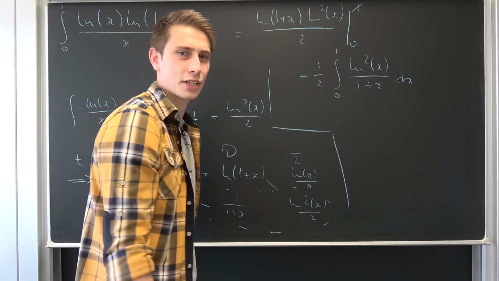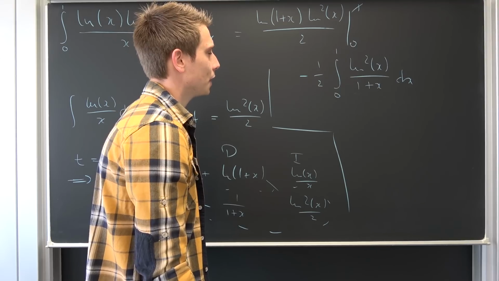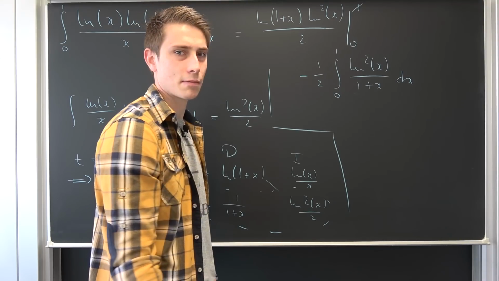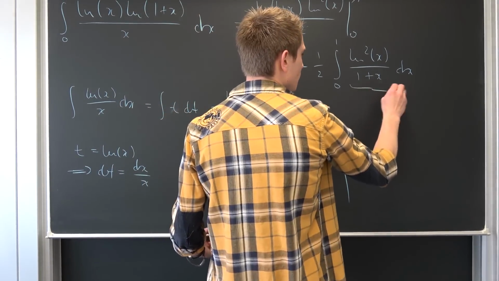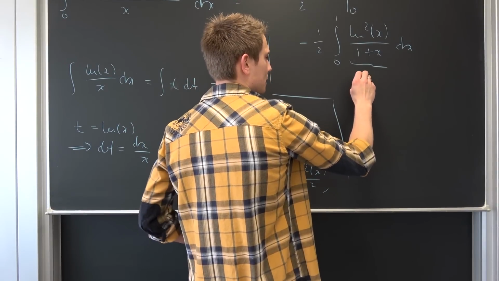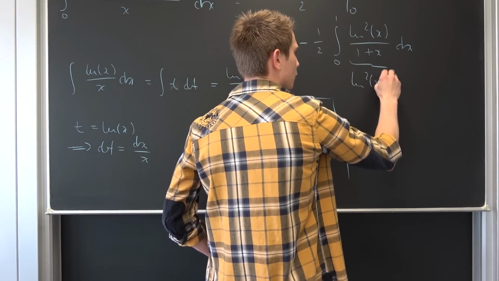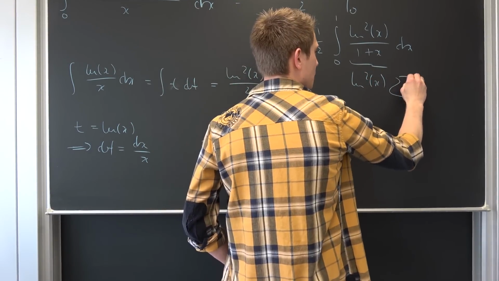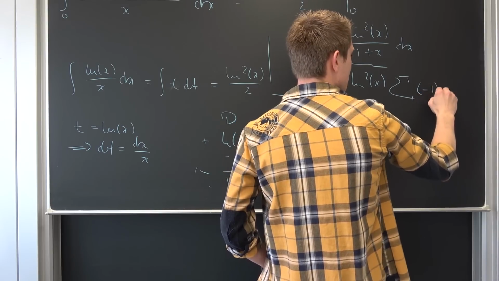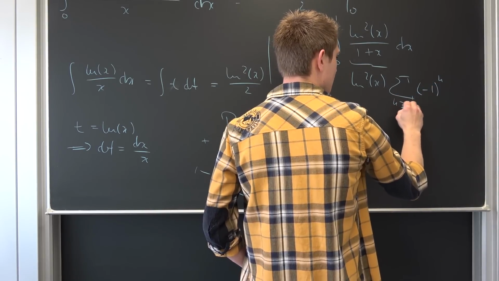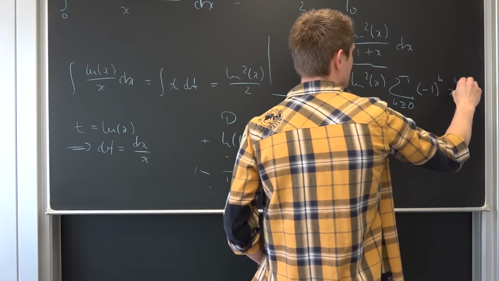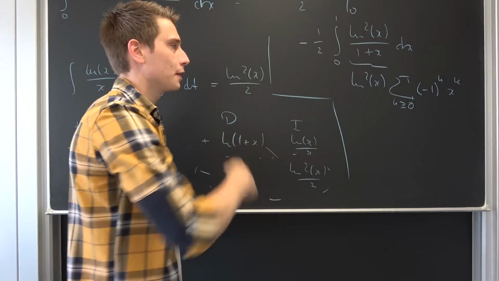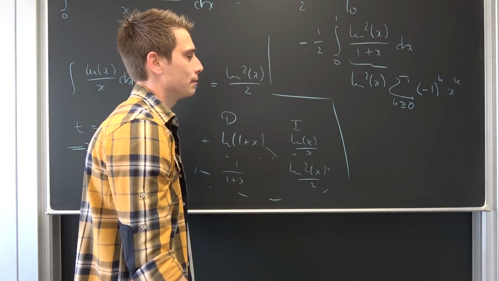Isn't that something I already evaluated at some point? It looks like something I already did. So what we can basically do, this is nothing but the natural log squared of x times our geometric series of -1 to the kth power, so we have k being greater or equal to 0 times x to the kth power. Okay, this is what you would have right here.